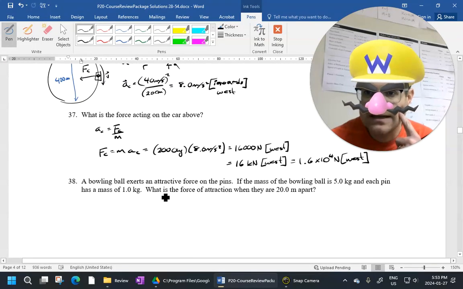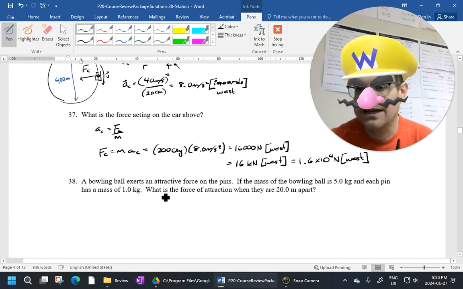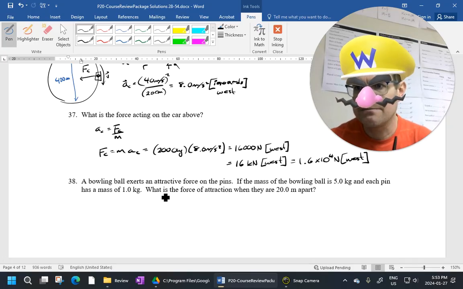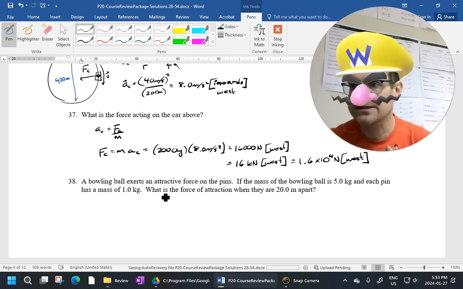Okay. A bowling ball exerts an attractive force on the pins. True, but it's going to be very small. If the mass of the bowling ball is 5 kilograms, and each of the pins itself are 1 kilogram, what's the force of attraction if they're 20 meters apart?